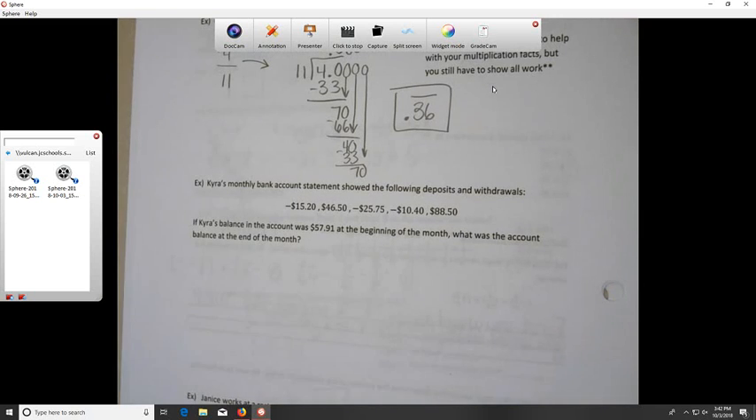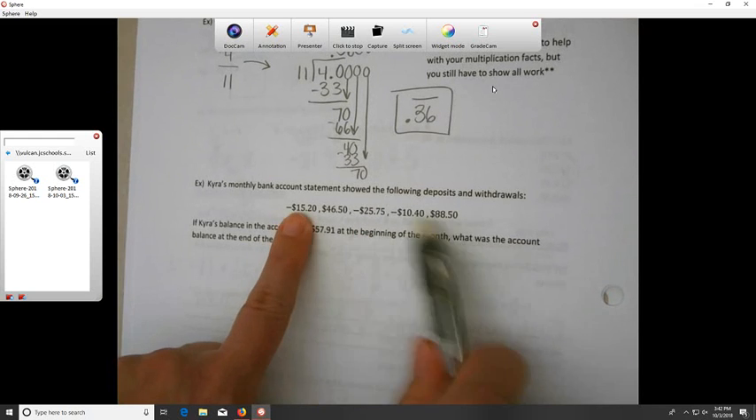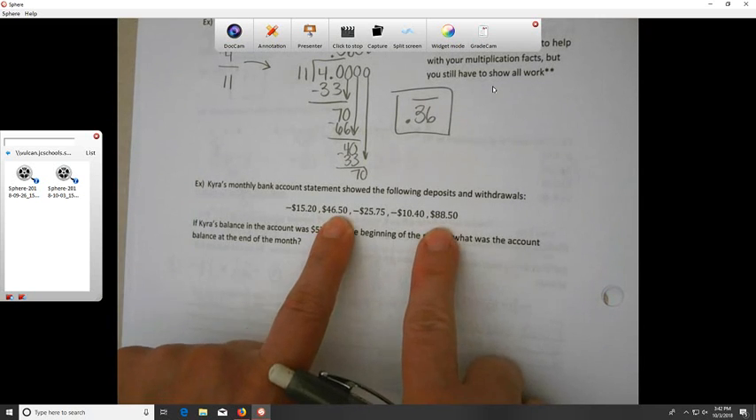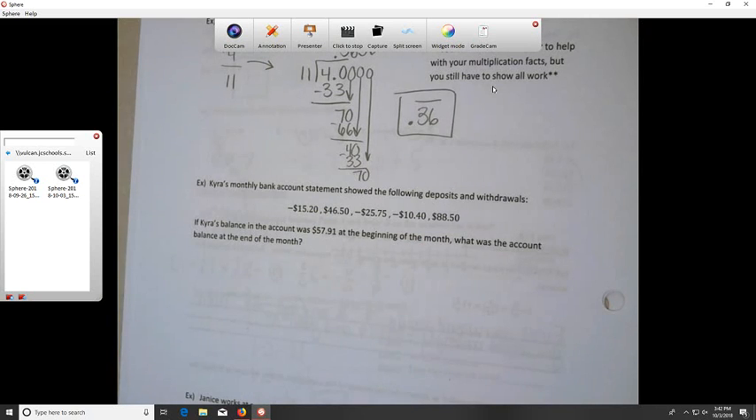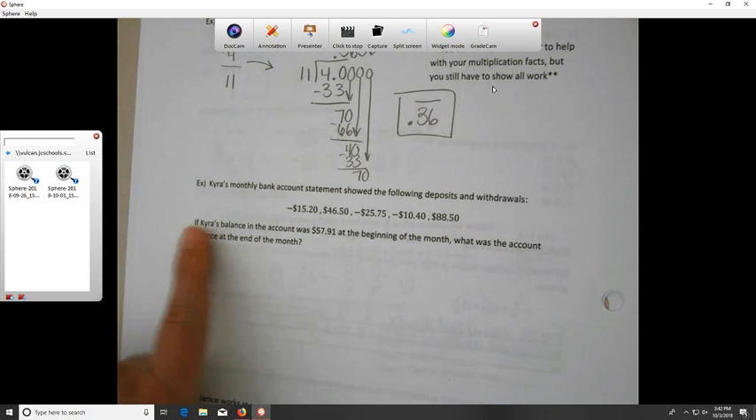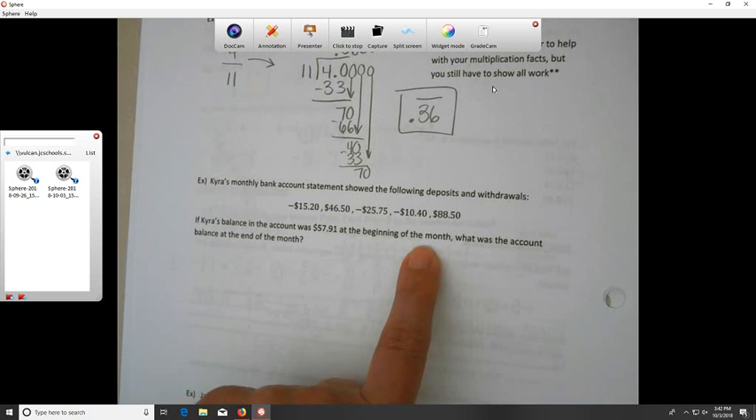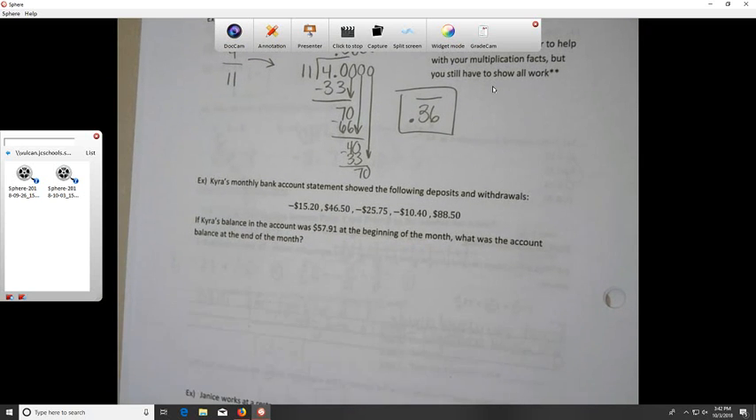Next question. Kyra's monthly bank account statement showed the following deposits and withdrawals. All of these negatives are withdrawals. That's money that she's taking out, that she's spending. And the positive ones are the deposits. Those are getting added to her account. If Kyra's balance in the account was $57.91 at the beginning of the month, what was the account balance at the end of the month?